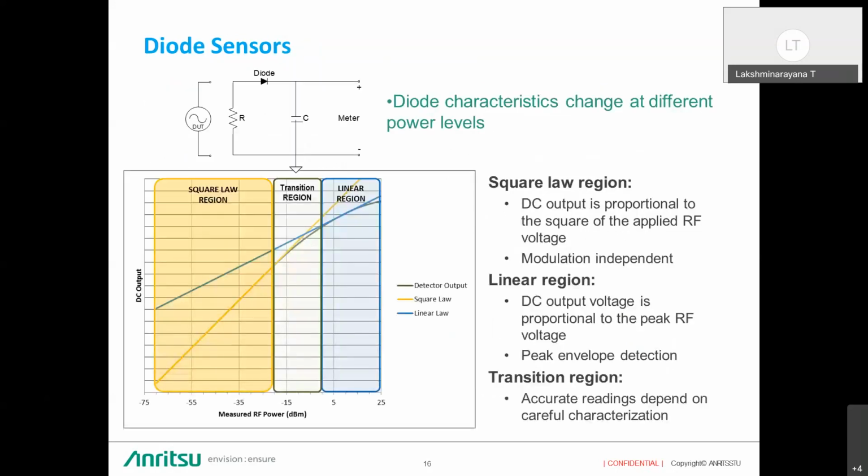So next is diode sensors. Diode characteristics change at different power levels. It operates in different regions: the square law region, the transition region, and the linear region. In the square law region, the DC output varies proportionally to the square of the applied RF voltage, and it is most often used for modulation independent measurements. In the linear region, the DC output voltage is proportional to the peak of the RF voltage, where we do peak envelope detection. And the transition region gives an accurate reading depending on the characteristics of the power.